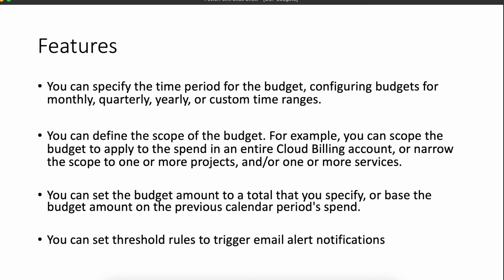And like everything else, you can set up triggers, and one of those triggers is to get an email alert on your email account saying that you are about to cross the threshold, or you have actually crossed the threshold. So these are the features of the GCP budget. Let's go and see how to actually create the budgets, and it's pretty easy to do. So let's go do it.